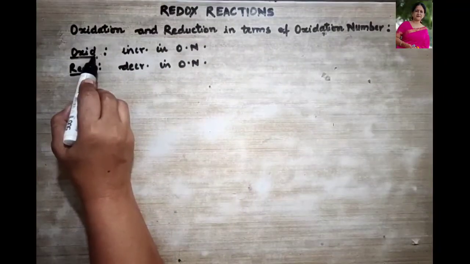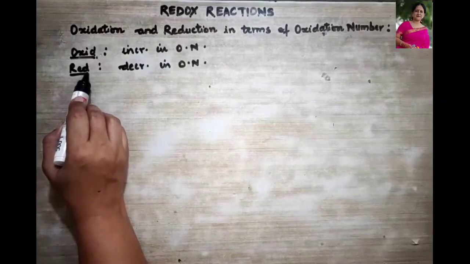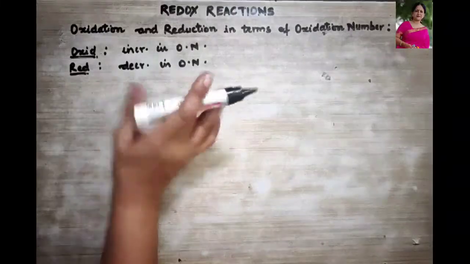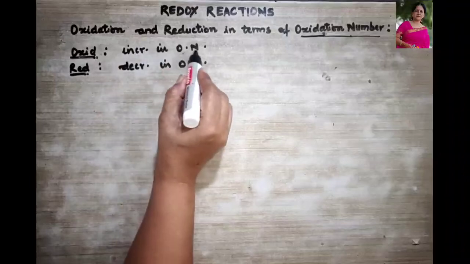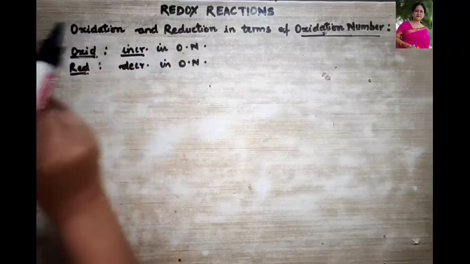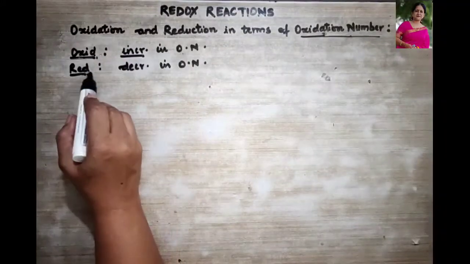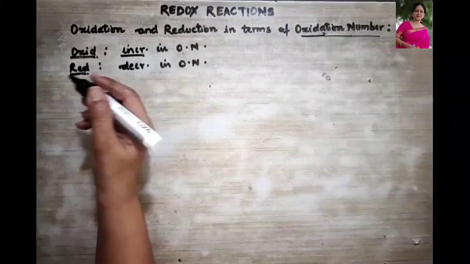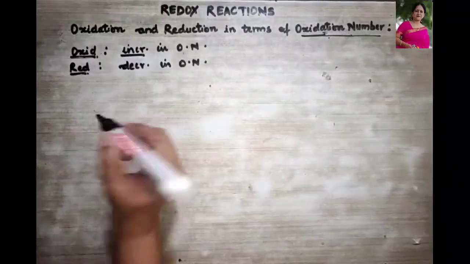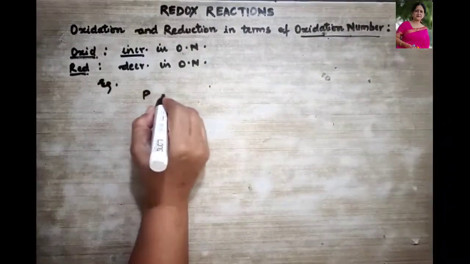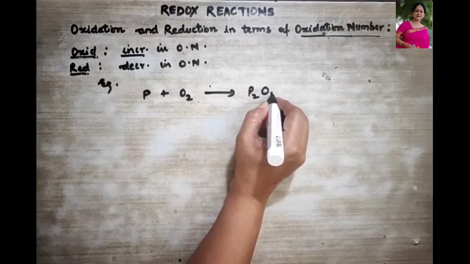Now, what is an oxidizing agent and a reducing agent? Obviously, the substance which is getting oxidized is your reducing agent and the substance which is getting reduced is your oxidizing agent. So this point according to oxidation number is very clear to you, that when the oxidation number is increasing from the reactant to the product, then it is your oxidation, but if it is decreasing, then it is your reduction. Let's take an example to show that it is a redox reaction on the basis of oxidation number. So let's take an example like phosphorus combines with oxygen to give phosphorus pentaoxide.